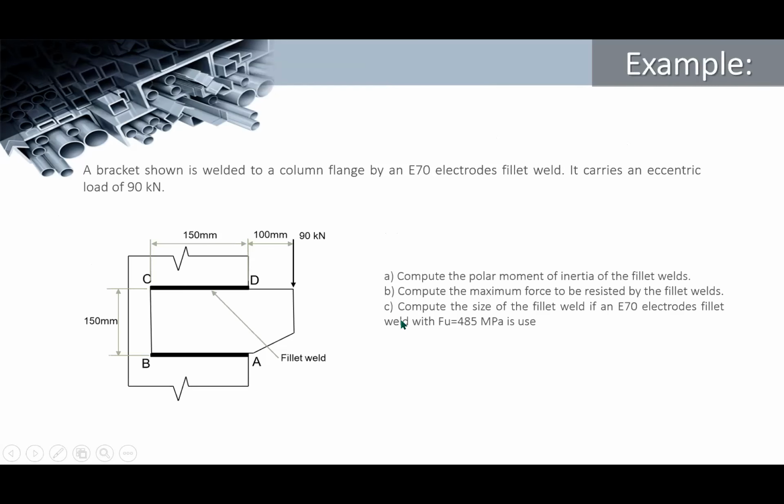So here, a bracket shown is welded to a column flange by an E70 electrode fillet weld. It carries an eccentric load of 90. So compute the polar moment of inertia, which is your J. Then compute the maximum force to be resisted by the fillet welds. So yung Q. And then compute the size of the fillet weld if an E70 electrode fillet weld with FU 485. So size is yung thickness since given yung length nung weld.